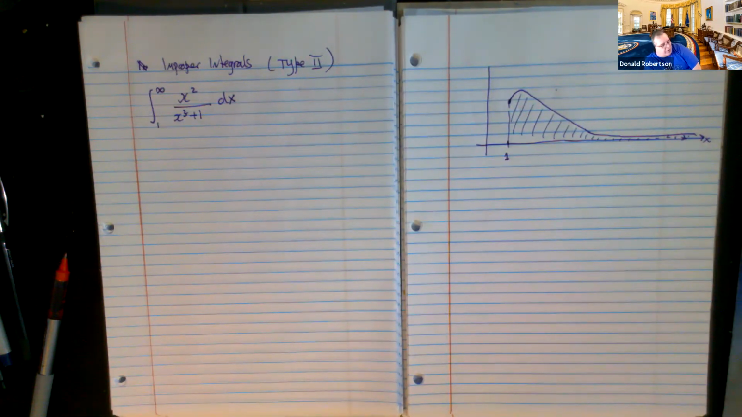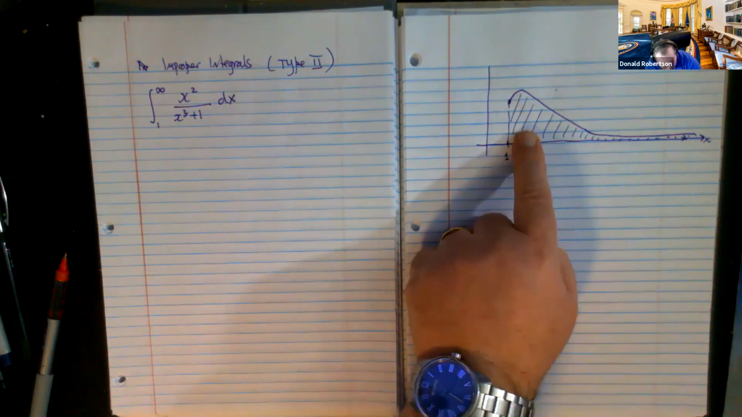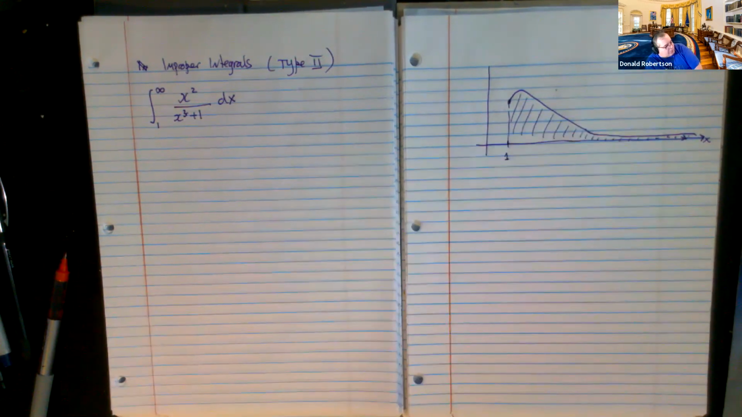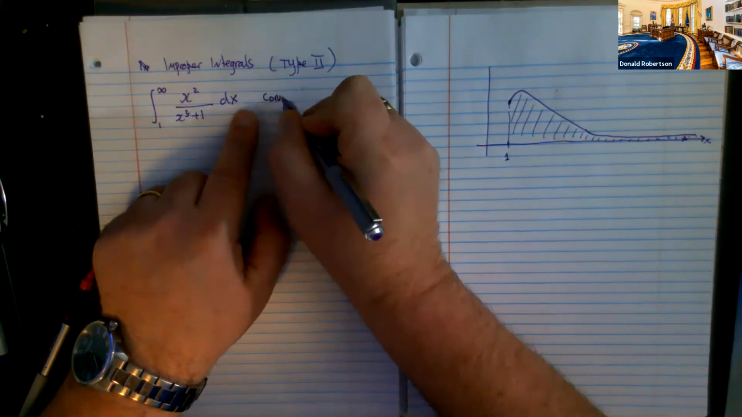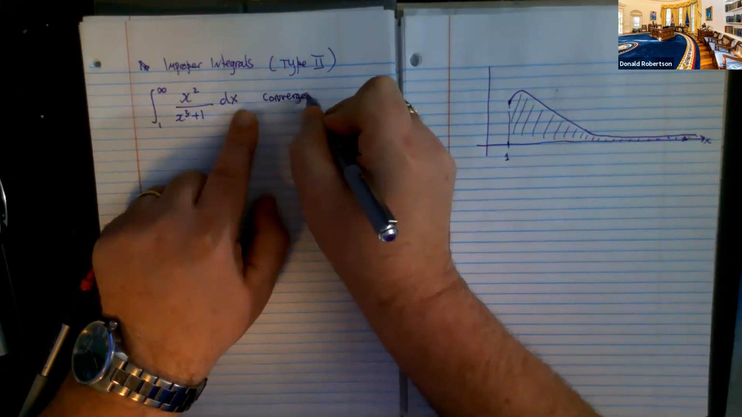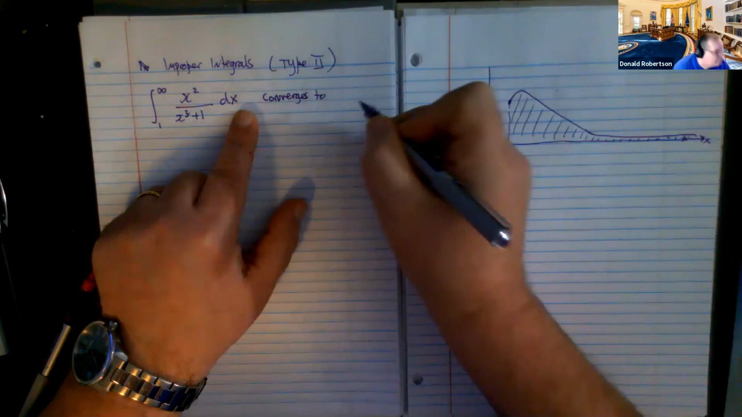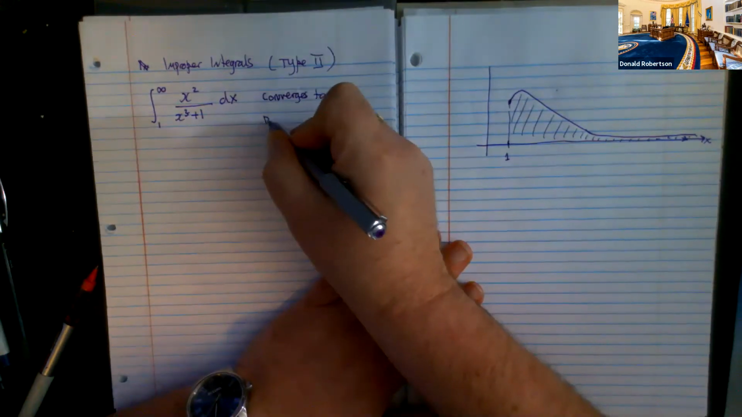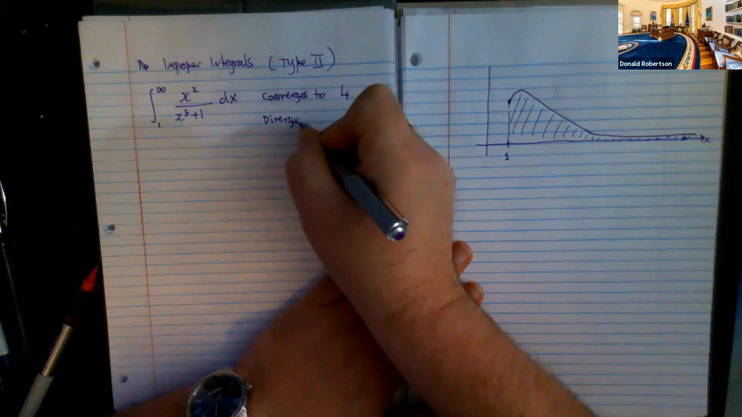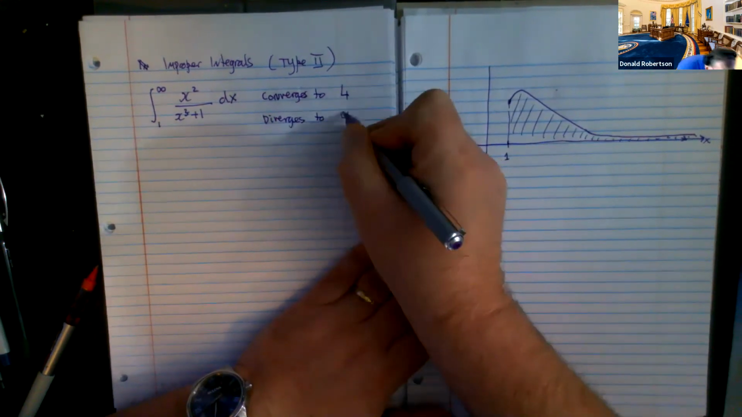But the answer is surprising. It's not always the case. It is possible for this fella, right, to actually equal a number. So your answers are going to be one of two things. You're either going to say, and this is the jargon that we use, that it converges to, I don't know, 4, right? Whatever the number happens to be. Or it diverges to infinity.